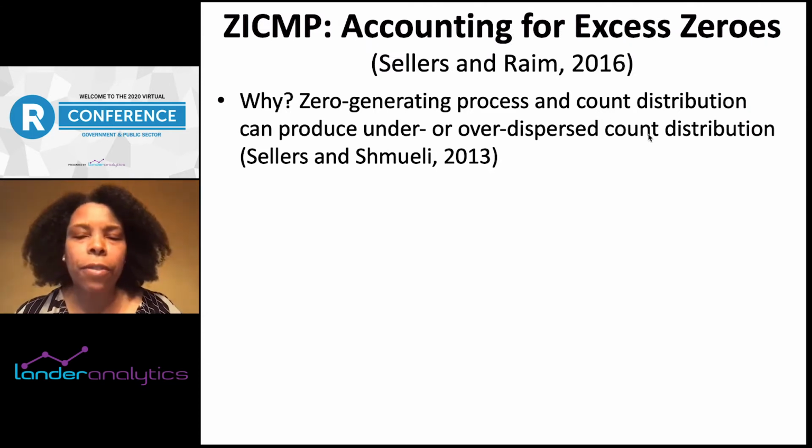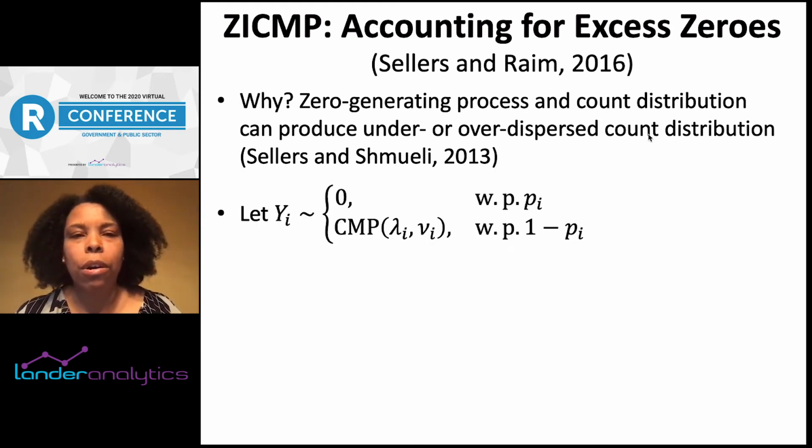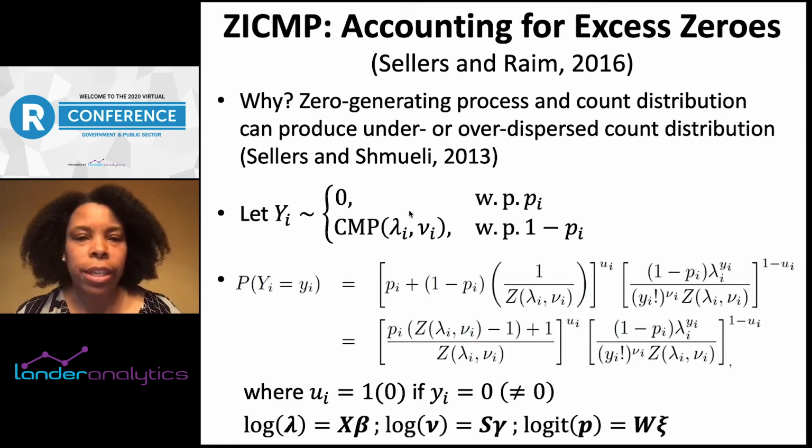If we move forward to consideration of a zero inflated CMP, then the idea now is that we are incorporating a generating process that allows for excess zeros. So with the underlying CMP model as our motivation, as you can see, we incorporate a third parameter, P, to consider the probability of having extra zeros in the data.